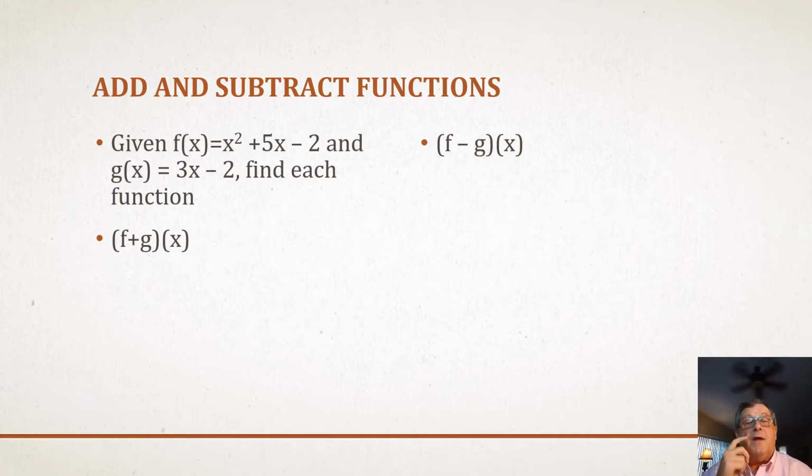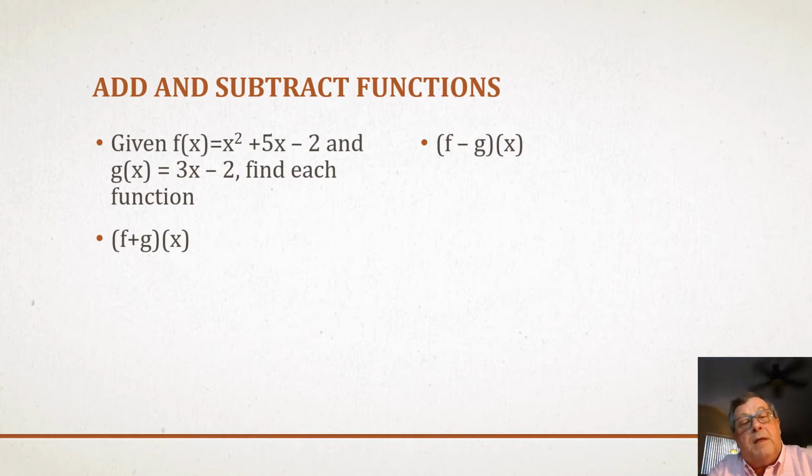We're given that f of x equals x squared plus 5x minus 2, and g of x equals 3x minus 2. Find each function. We're first asked to find f plus g of x. Now, I can list these functions horizontally, or I can do them vertically. And when I'm adding and subtracting functions, personally, I prefer to list them vertically.